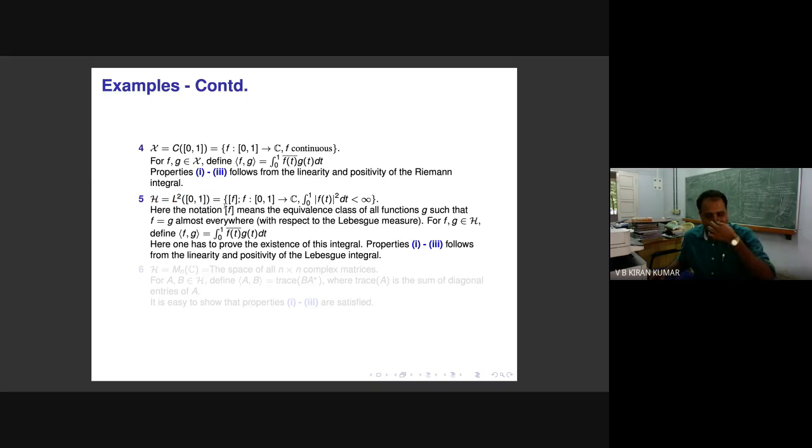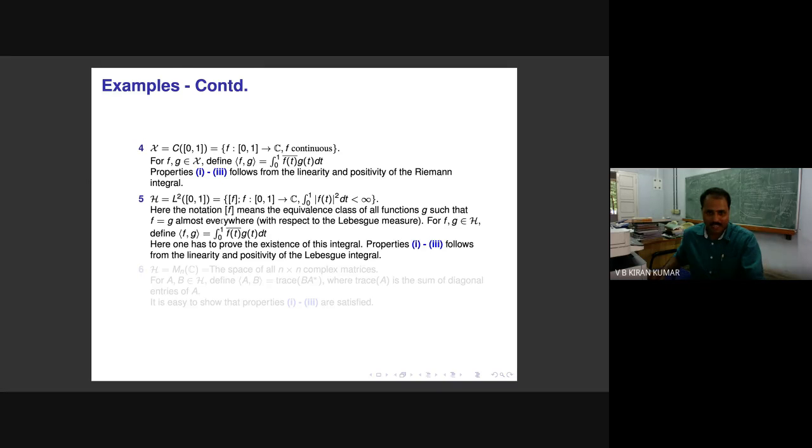But that is very important. If you want to learn functional analysis, you should know a little bit of measure theory. Not a little bit, in fact, a lot of measure theory. So L2[0,1] is the equivalence class of all functions which are square integrable with respect to the Lebesgue measure.